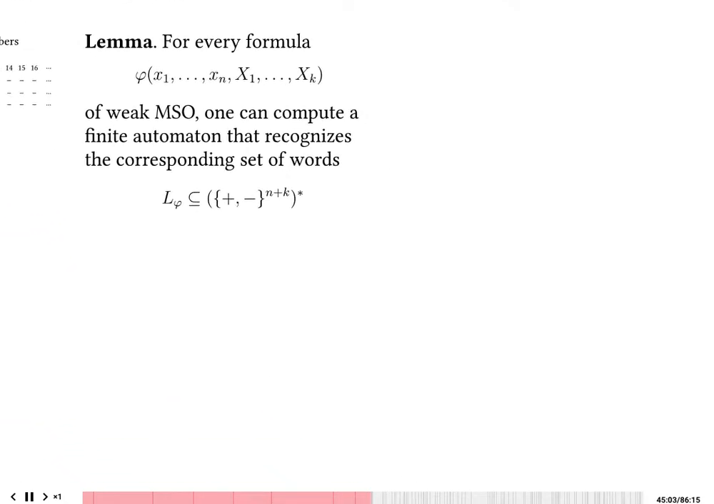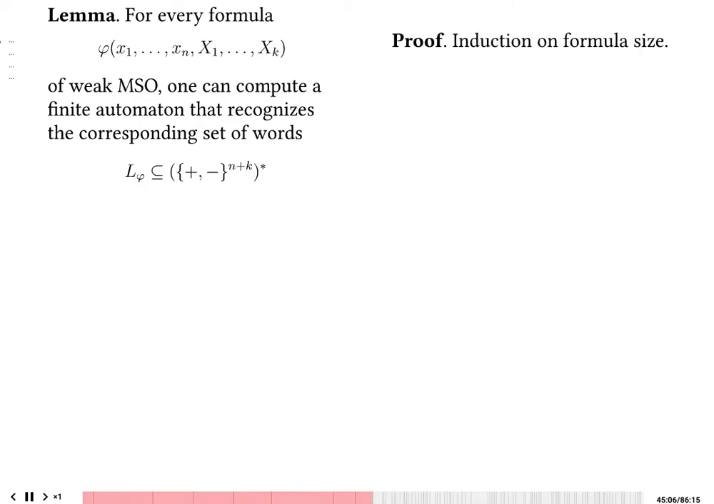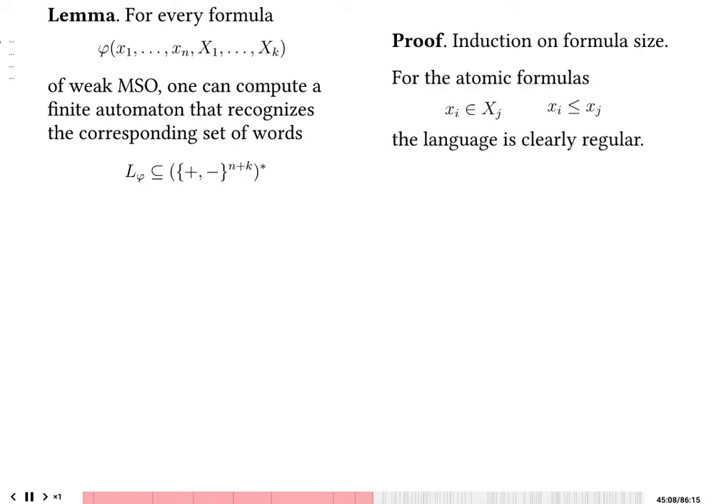And how do you prove that? Well, it's just a simple induction on formula size. So let's begin with the atomic formulas. So what kind of formulas do you have? Well, one says that first order variable xi belongs to set variable xj. So what kind of language is that? Well, you have to have the words such that in every column, if you see a plus corresponding to xi, then you also see a plus in the column corresponding to xj. So there's just a finite automaton which looks separately at every column and checks if it has this consistency property.